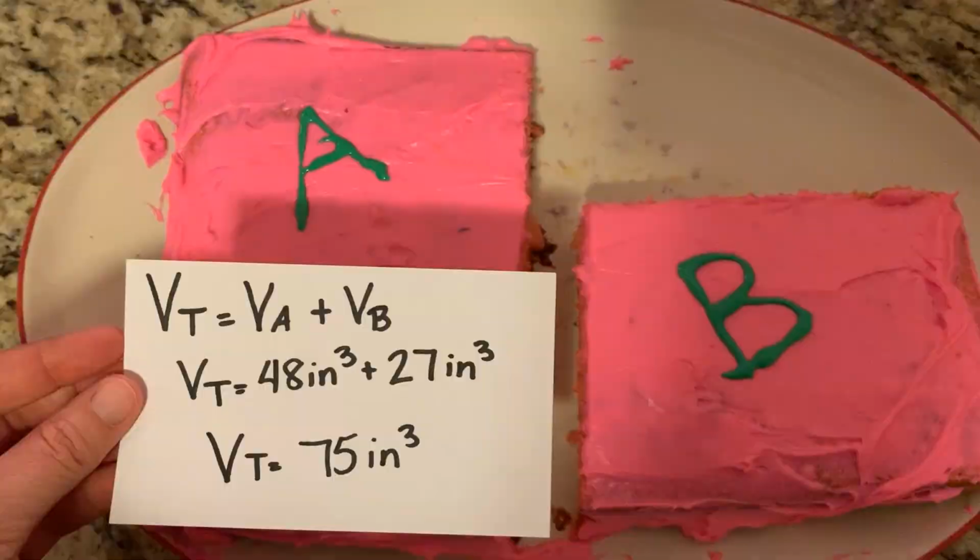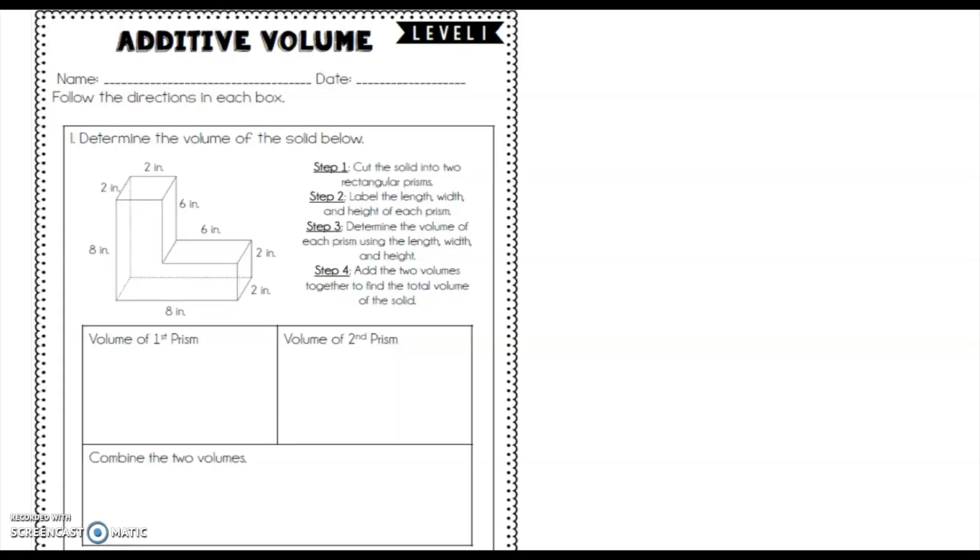Now let's talk about how what we did with the cake applies to the work you're going to be doing today. Today you're going to see some L-shaped figures that you are going to have to find the volume of. So let's follow the steps that you see in this video to find the volume of this L-shaped figure. The first step says that we need to cut the solid into 2 rectangular prisms. Cut the solid into the 2 rectangular prisms.